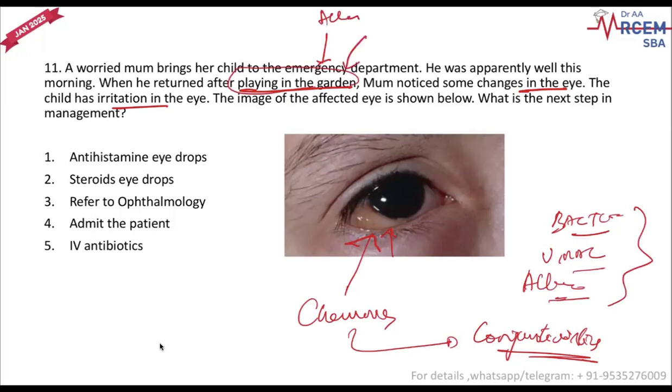What will we be doing for the chemosis? For chemosis, this is an inflammation, so you give an antihistamine. Okay, preferred. What about steroids? Can we give steroids? We never give steroids without an ophthalmologist's advice. So never choose steroids at all.